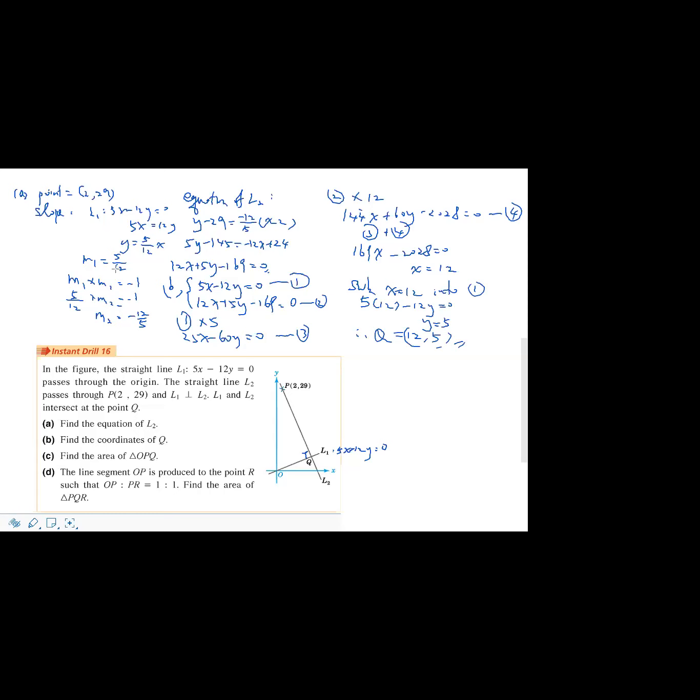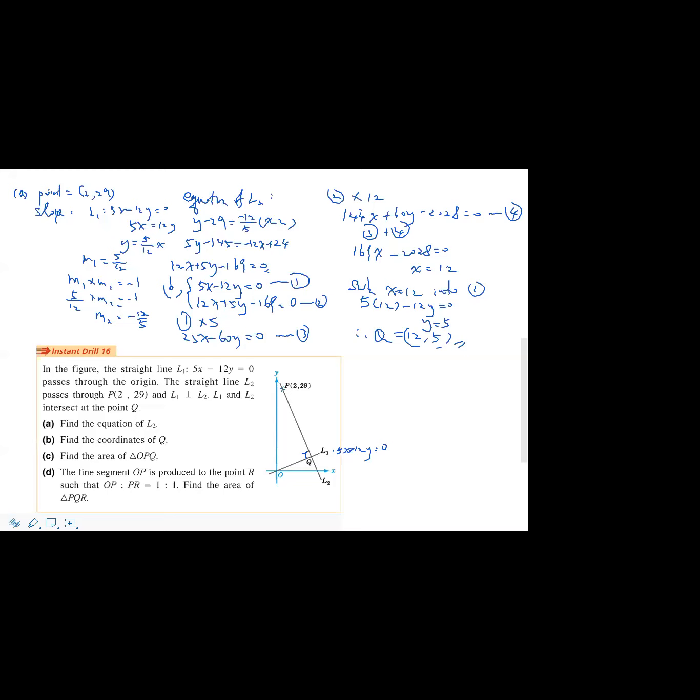Okay, so let's check the answers. Because of time, I have already written some of it here. So in the figure, the straight line L1, the equation of L1 is given to be 5x minus 12y equals 0, passes through the origin, okay? And then the straight line L2 passes through point P, and L1 is perpendicular to L2. L1 and L2 intersect at point Q, okay? So everything is marked on a diagram now. And then find the equation of L2.